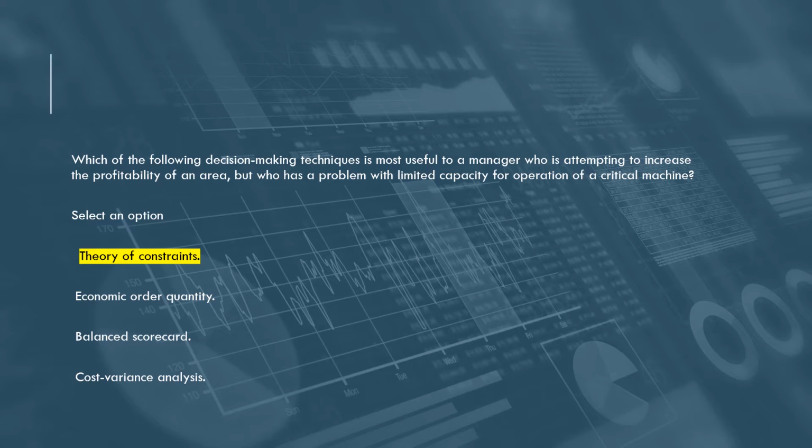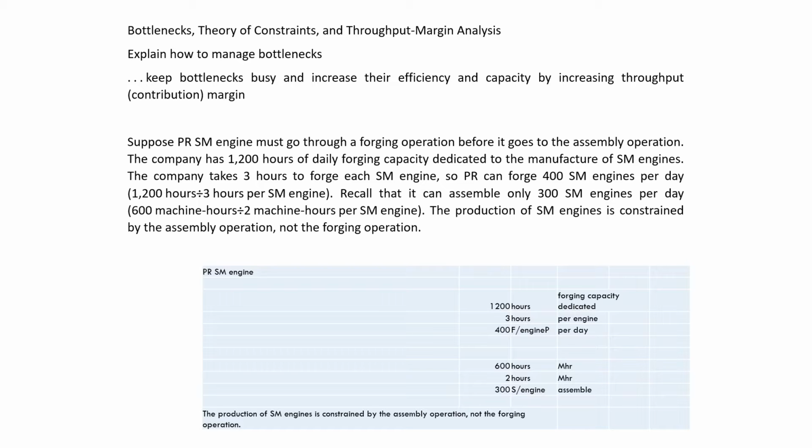Okay, so let's look at theory of constraints, what it is. Bottleneck, theory of constraints, and throughput margin analysis, right? So I'm going to explain how to manage bottlenecks, right? Keep bottlenecks busy and increase the efficiency and capacity by increasing throughput contribution margin.